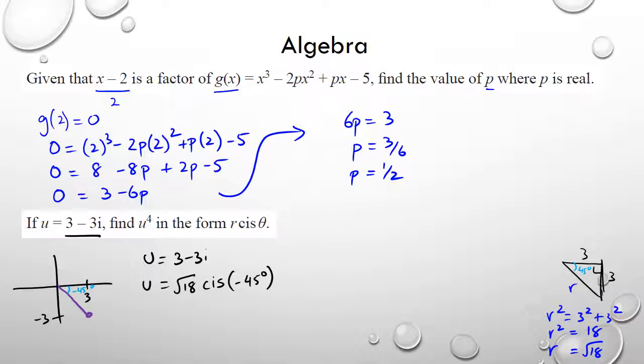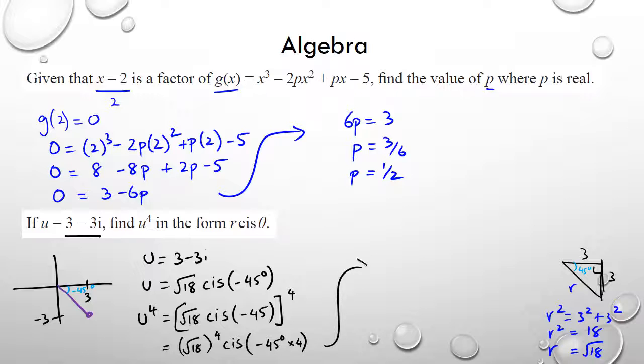Okay, so once we have that, now we can apply De Moivre's theorem. So u to the power of 4 equals square root of 18 cis negative 45 to the power of 4. So we're going to end up with square root of 18 to the power of 4 cis negative 45 degrees times 4. Now square root of 18 to the power of 4 equals 324. Cis negative 45 times 4 is negative 180 degrees. And that's how you do that second question.